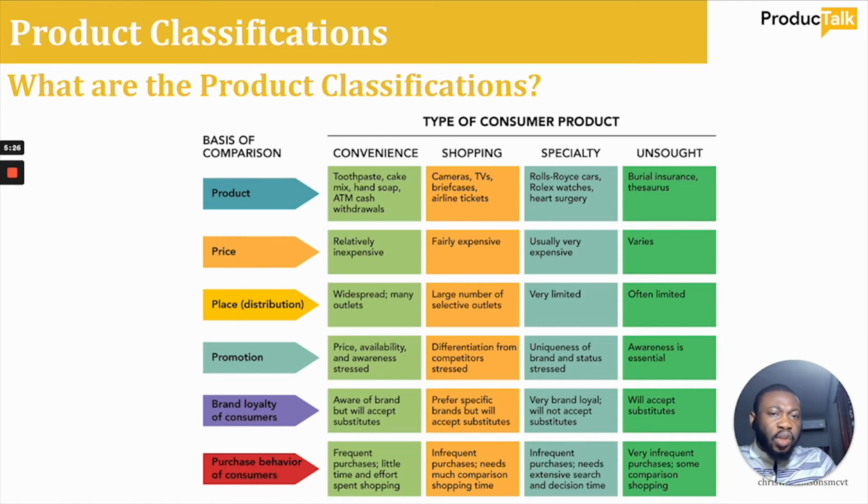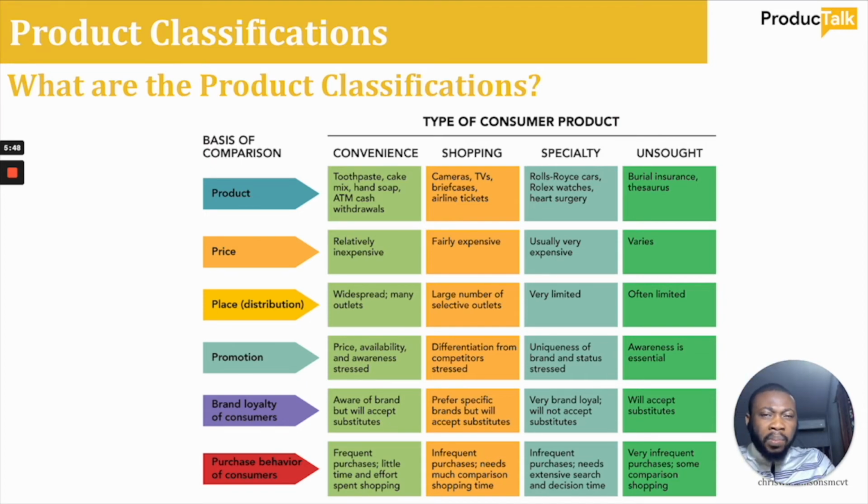So now we have a diagram that speaks to focusing on consumer products, right? It shows convenience, shopping, specialty, and unsought, and it shows us the 4 P's. It shows us the different P's that we have and where they fall into. So for example, let's speak of convenience product. Like I said earlier, your toothpaste is a convenience product. So this diagram gives you an example of the products, the price, the place, promotion.